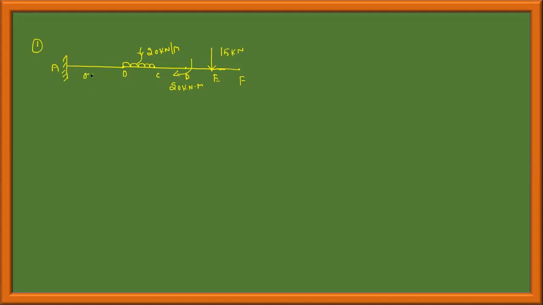The length between A and B is 0.5 meter. B and C is 0.5. C and D is 0.5. D and E is 0.5. E and F is 0.5. Now, first, give me a moment. I'll find the reactions here.